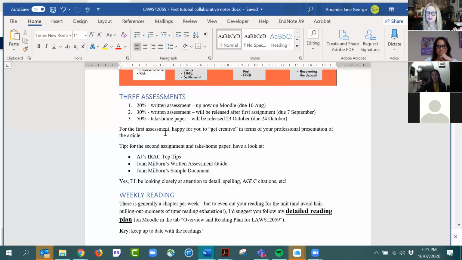John Milburn took this unit last time round. John's lovely. I don't know if any of you have had John for Intro to Law or any other units. When he did this unit, he also did a written assessment guide and a little sample document, and both of those are also up on Moodle for you to have a quick look at before you do your assessment 2 and 3. For assessment 3, I'm gathering that most of you guys have had take-home papers before.